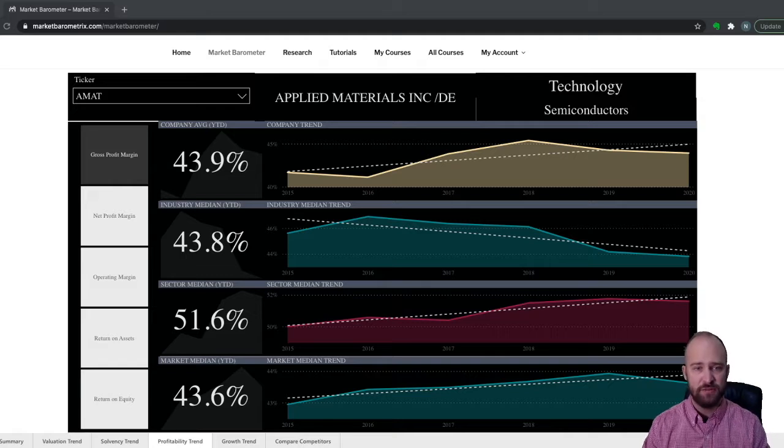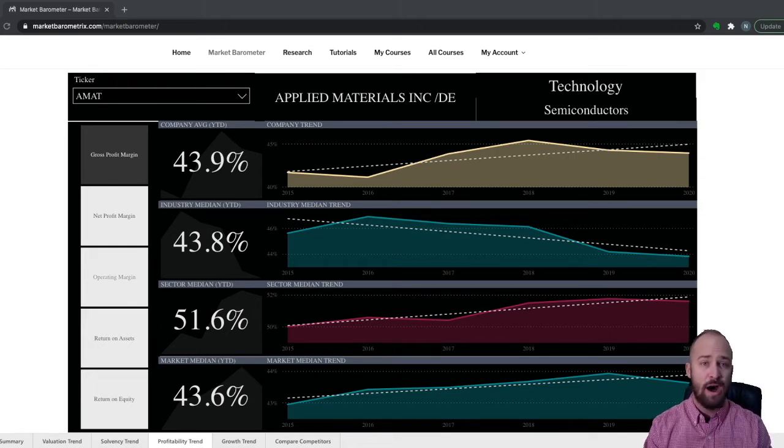And we see that in general, Applied Materials and the semiconductors industry is slightly less profitable than the technology sector as a whole, but again is pretty much on par with the market as a whole, with a market median of 43.6%. The only thing that's really notable about what we're seeing so far is that Applied Materials has become more profitable as far as gross profit margin is concerned over the last several years, while on average the semiconductors industry has become less profitable over that same time frame.